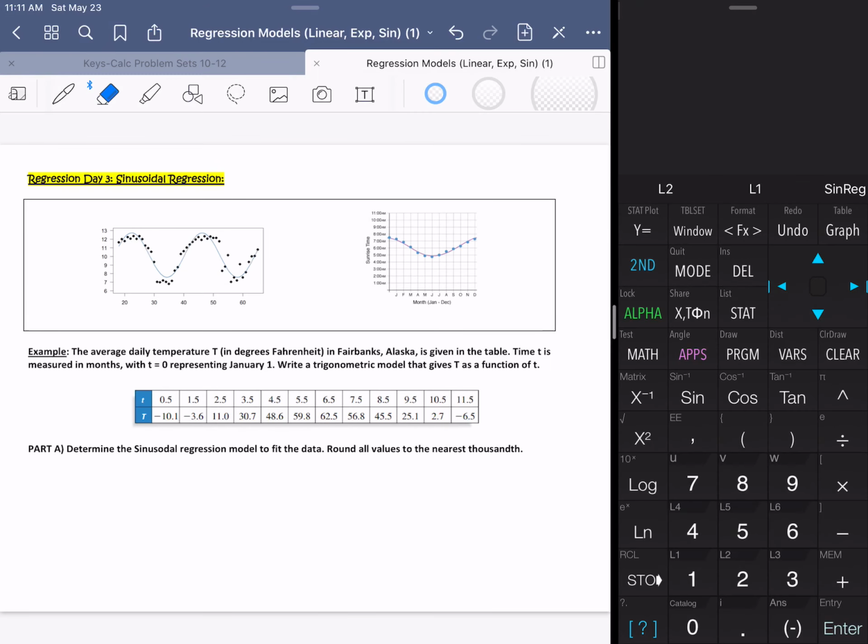Hi everyone, in today's lesson we're going to talk about regressions day 3, which is what we call a sinusoidal regression. Basically it would be a scatter plot that has the form of a sine or cosine curve. So if you look at this first example, I have a bunch of scattered plots all over the place, but the curve of best fit makes a sine graph. Same thing here, this one looks like a cosine graph. Sinusoidal just means a trig function, doesn't necessarily have to just be sine or cosine.